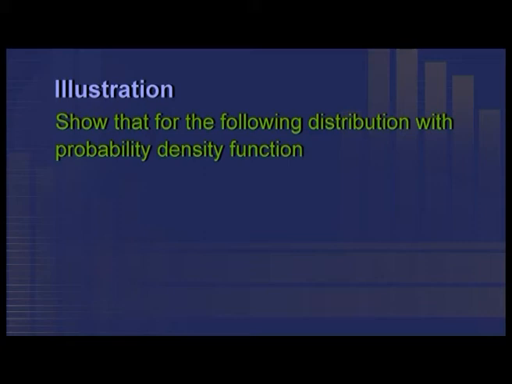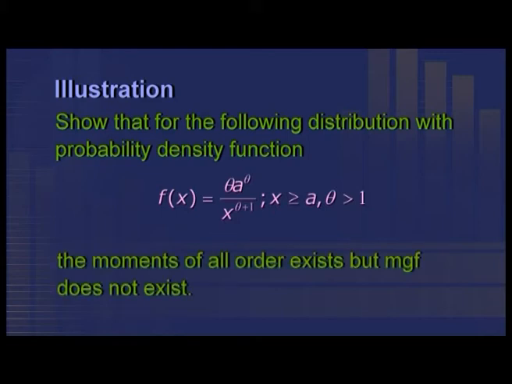Show that for the following distribution with probability density function f of x equal to theta into a to the power theta divided by x to the power theta plus 1, where x is greater than or equal to a and theta is greater than 1, the moments of all order exist, but the moment generating function does not exist.